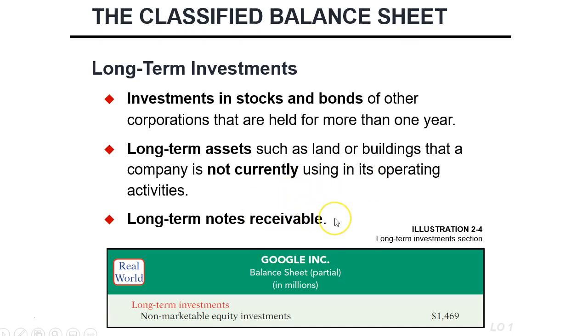Long-term notes receivable. So if a client owes us money and the due date is longer than 1 year from our balance sheet date, it qualifies as being a long-term receivable. We have a sample of the Google Corporation under their long-term investments. They have non-marketable equity investments, and it shows the amount in millions. This is showing the long-term investment section of the balance sheet for Google Incorporated.